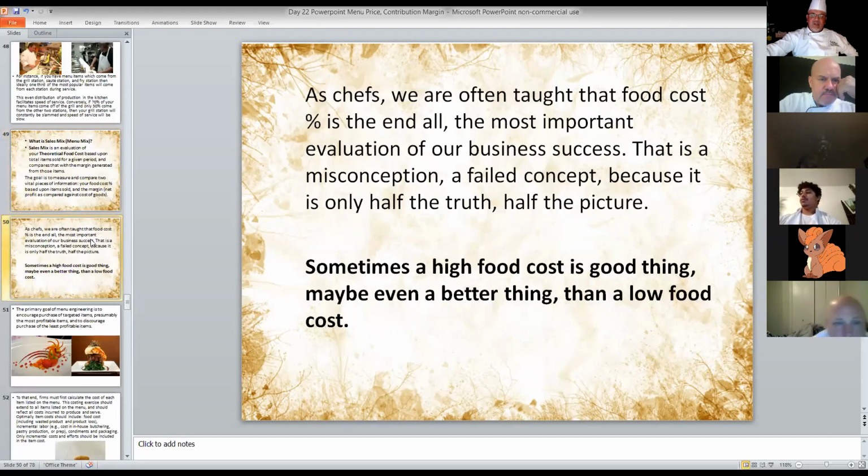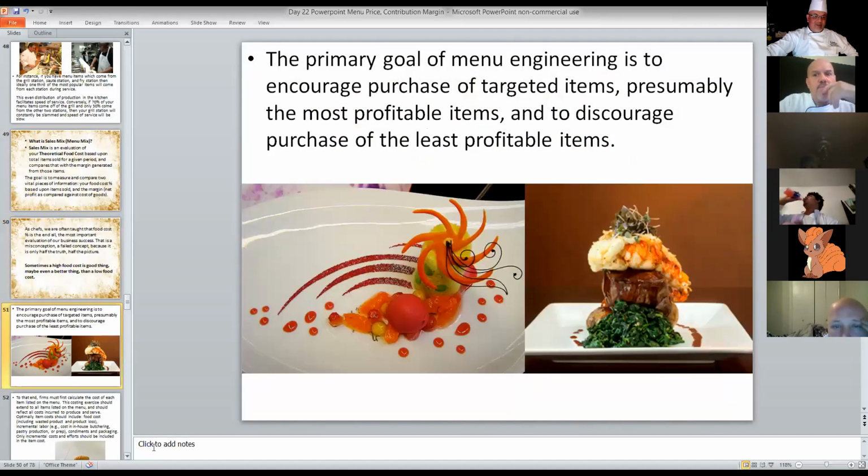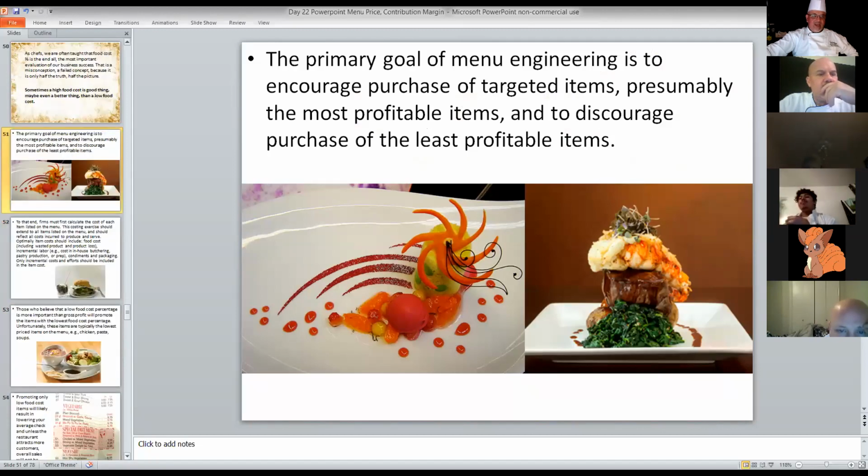As chefs, we often are taught that food cost percentage is the end of all, the most important evaluation of the business success. That is a misconception or a failed concept, because it is only half the truth, half the picture. Sometimes a high food cost is a good thing, maybe even better than a low food cost. Sometimes, I don't know, I hate to run my food cost too high.